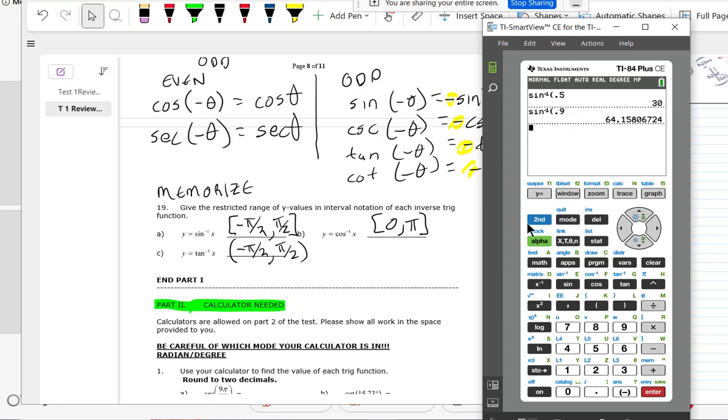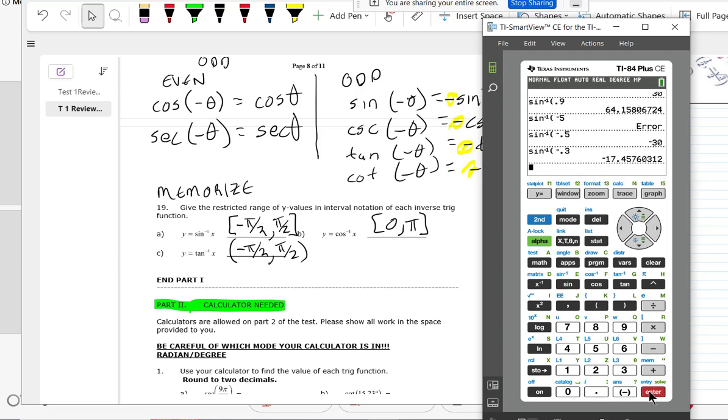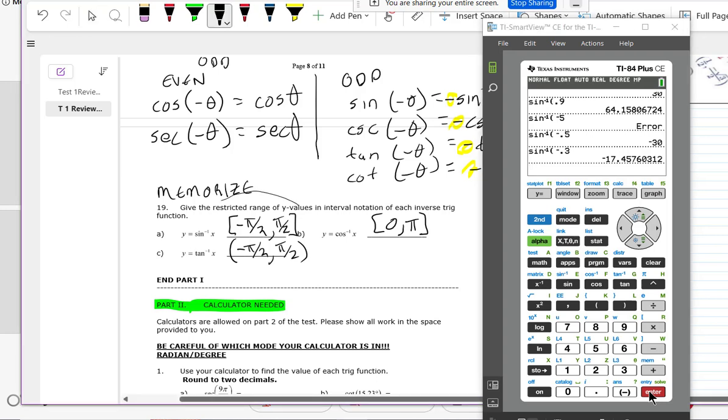However, if you do an inverse sine of a negative number, like negative 0.5, whoops, I put the wrong thing in. Sorry about that. So if I do inverse sine of negative 0.5, notice that I'll get a negative angle. If I do inverse sine of negative 0.3, I get a negative angle. That's what your calculator is programmed to give as the answers to an inverse sine on that range.